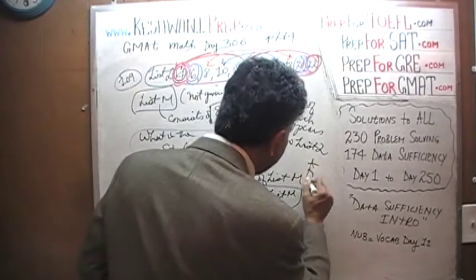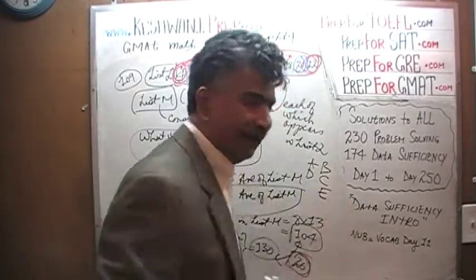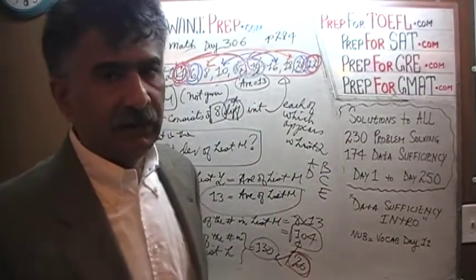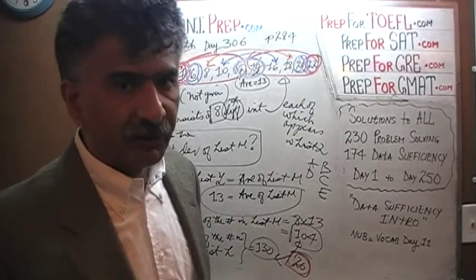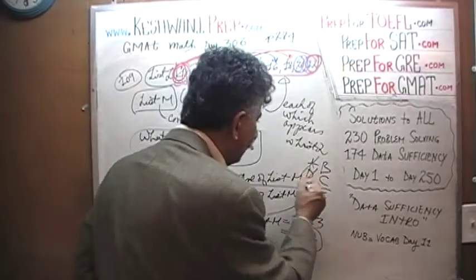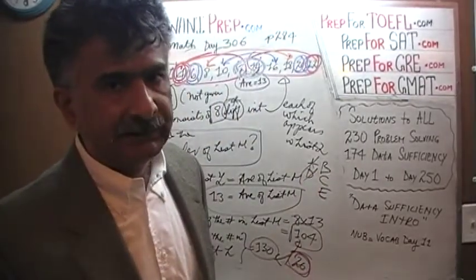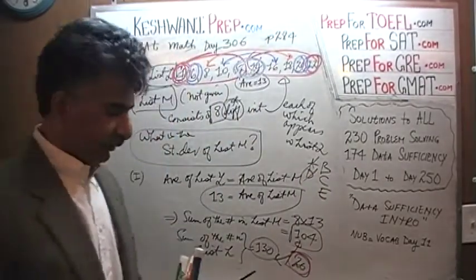A, D, B, C, E. Now that we have established that the first statement by itself is not sufficient, we know the answer cannot be A or D. It would have to be either B, C, or E. Let's look at the second statement.